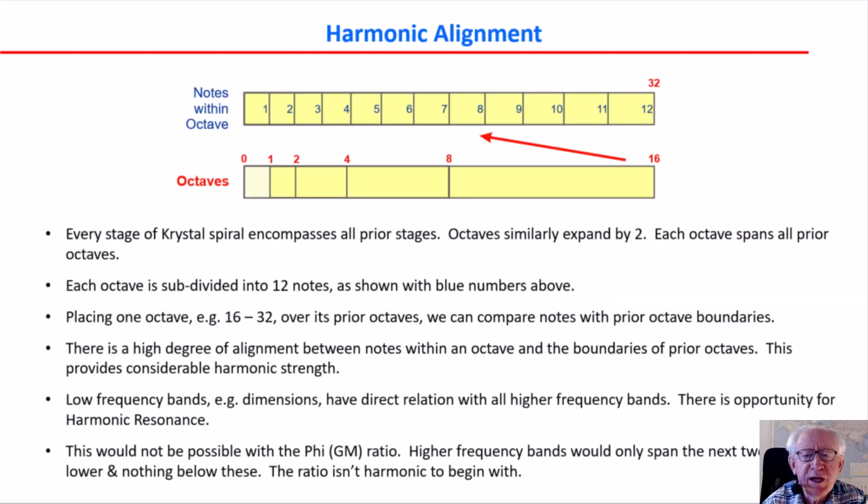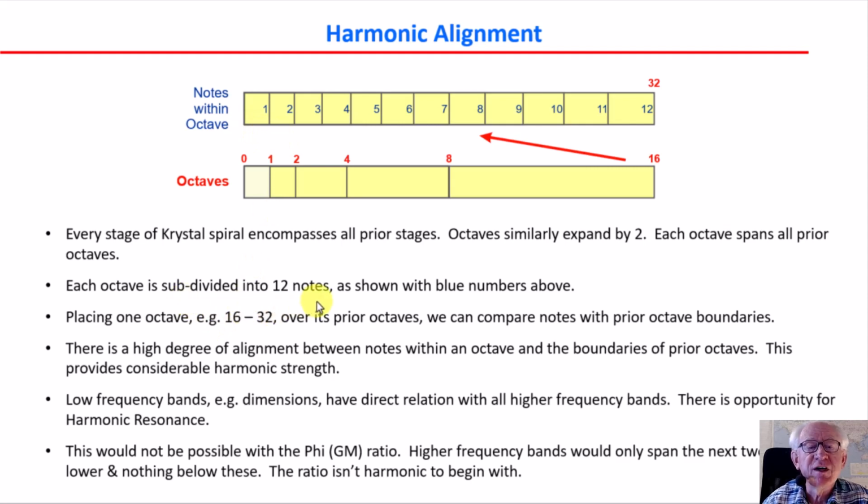We can see that there are similarities between the crystal spiral and the octave spirals we have just been discussing, in that both expand by stages of 2. Now, where there is expansion by stages of 2, that means that every stage spans all the prior stages, and this also applies for octaves. So here we have laid out a sequence of octaves, increasing from 1 to 2 to 4 to 8 to 16 to 32. So if we take the current stage and overlay it on all of the prior stages, we will see that the current stage spans all of the prior stages.